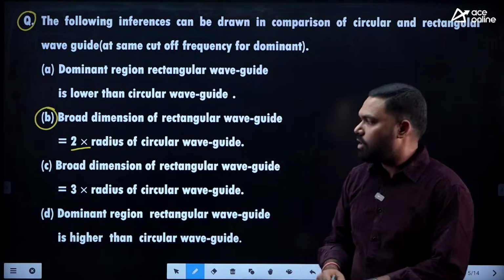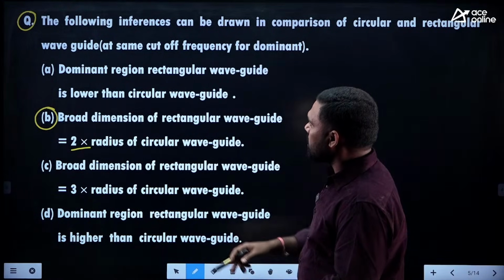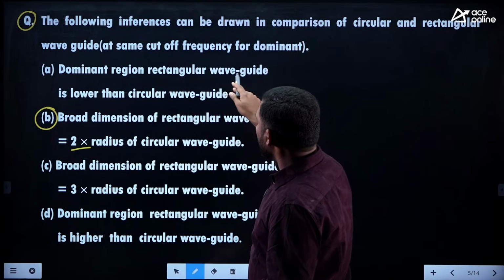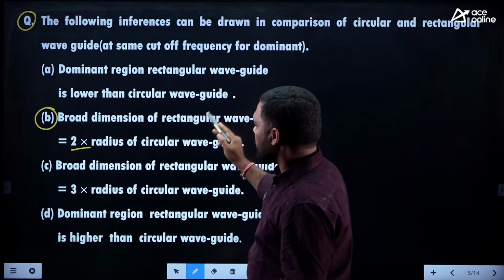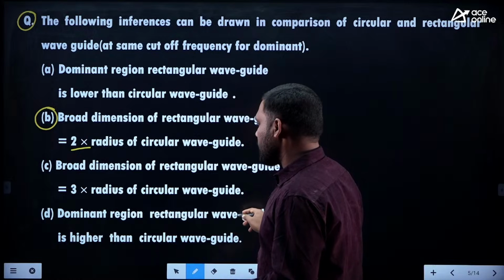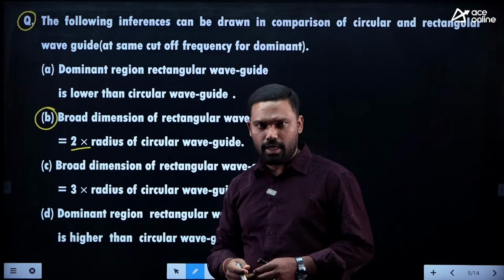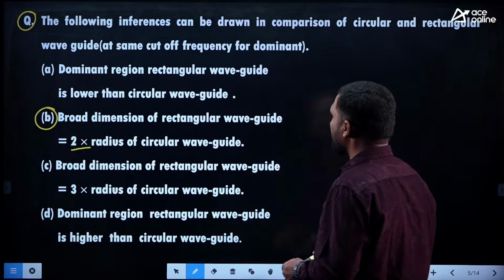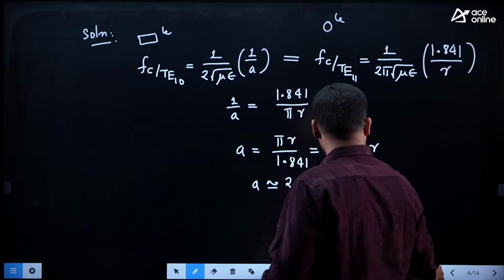Fine. And he is also making some other conclusion. What is that? Dominant region in the rectangular waveguide is lower than the circular waveguide. He is giving some general statement. Dominant region in the rectangular waveguide is higher than the circular waveguide. Let us see. Let me turn the page here. So let us try to find out.